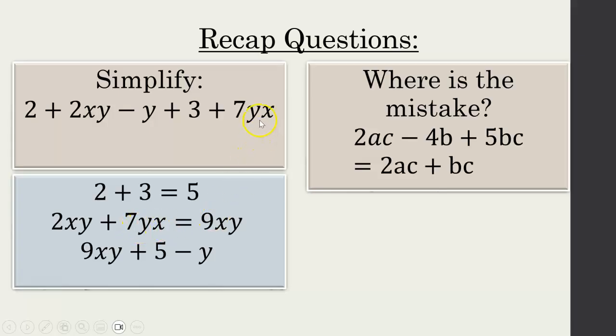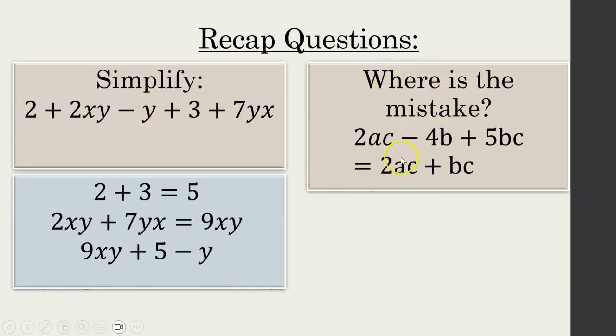So the thing to know from this is yx and xy, they're exactly the same. They're just multiplying each other. If I swap them around, it doesn't matter. Addition doesn't matter. So 2 plus 3, I could swap them around, wouldn't make a difference. Subtraction matters and division matters.